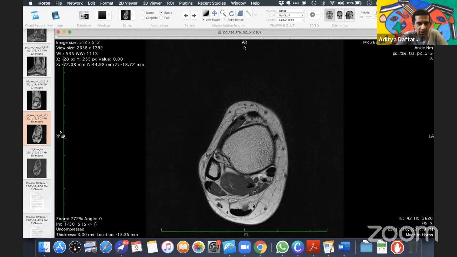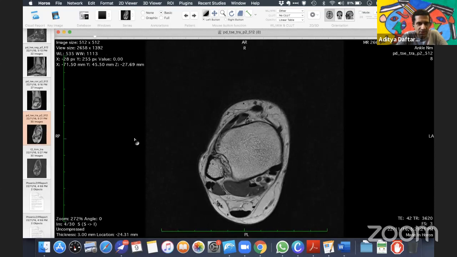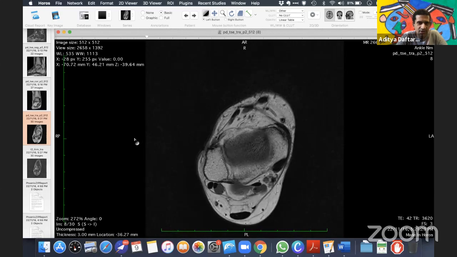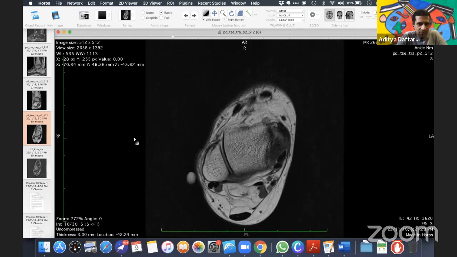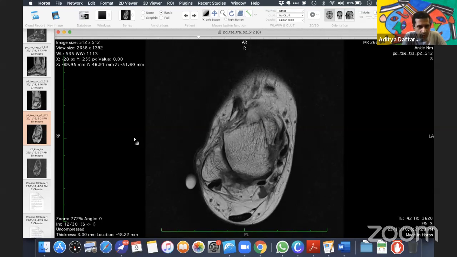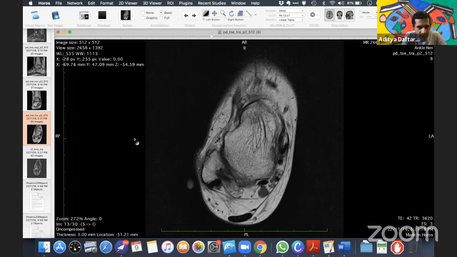Okay, now scroll down. So this is the syndesmosis. Now come down one more. Okay, so now this is the tib fib. Now come down even more, keep coming. Okay, now go up. Yeah, okay, stop. Now up one more image. Down one more, down one more.